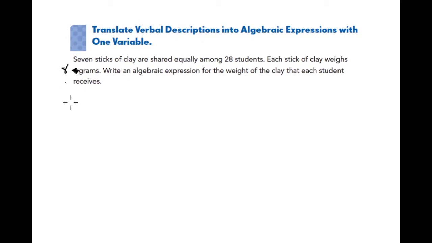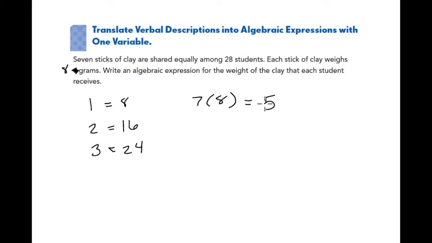make it 8 grams. So if we said there are 7 sticks of clay and each stick of clay was 8 grams, we could figure out how much the total weight of clay is. So if I had 1 stick would be 8 grams. 2 sticks would be a total of 16 grams. 3 sticks is 24, and so on. We could do that all the way up until we get 8, or we could just multiply that 7 sticks by 8 grams, and that gives us 56 total grams of clay.